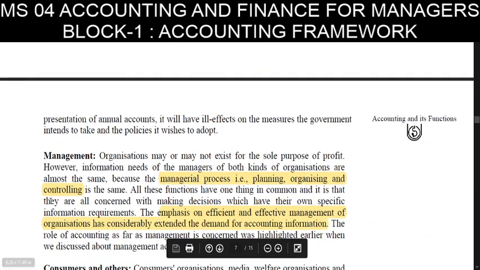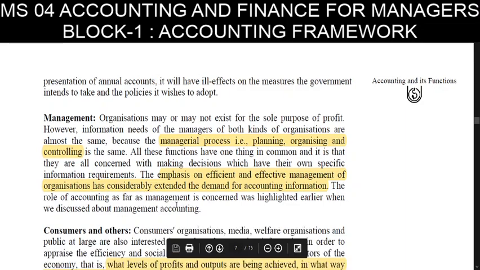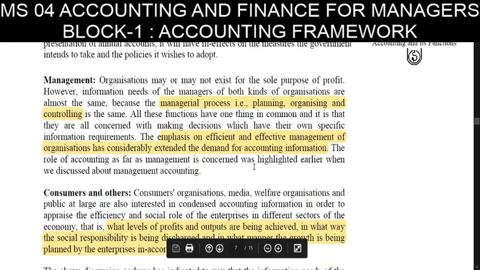Now, why is management interested in the reports of the company? Because they have to do the planning, organizing, and controlling of the company. The emphasis on efficient and effective management of organizations has considerably extended the demand for accounting information.